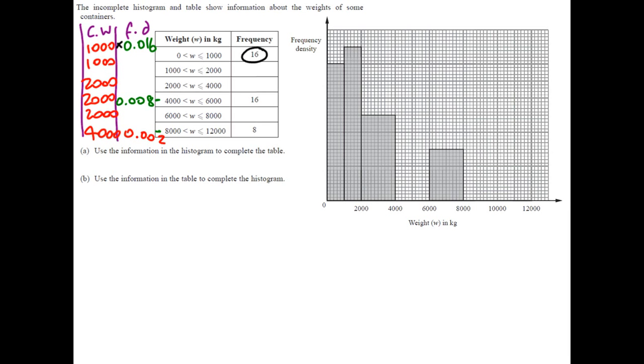Now we need to look at our table. We need to think about the scale. So the first one we've got all the info for. So let's look at that one. It's 1,000 across, and it goes up to 0.016. What a horrible number. So half of that, how many have we got?